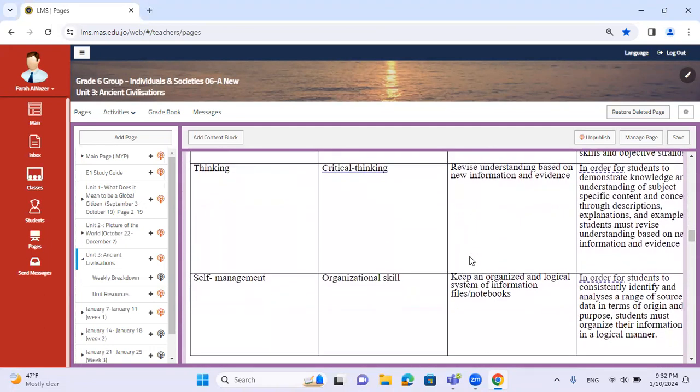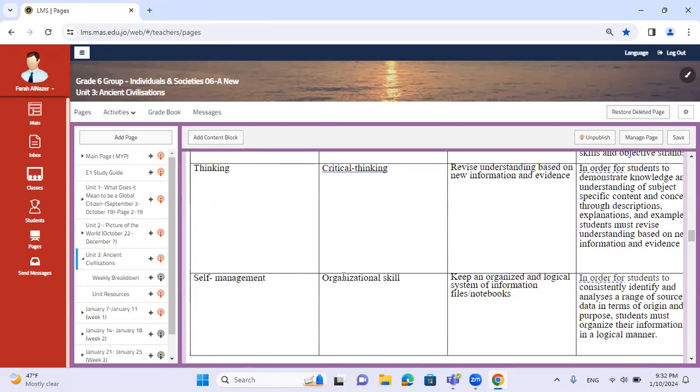Which leads us to our ATLs. In order to cover criterion A and criterion D, we're working on critical thinking. You're going to revise understanding based on new information and evidence. Maybe throughout the unit, your understanding of innovation may change, modernization may change, or not.